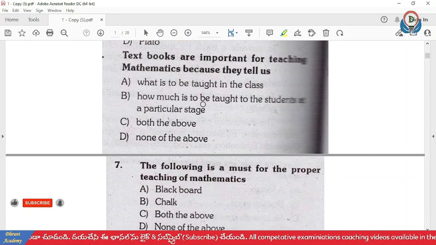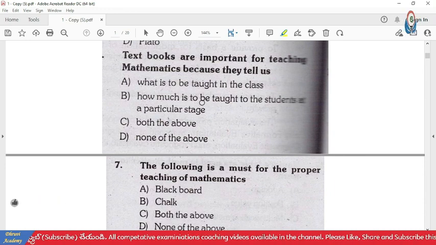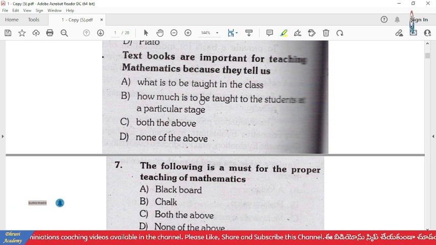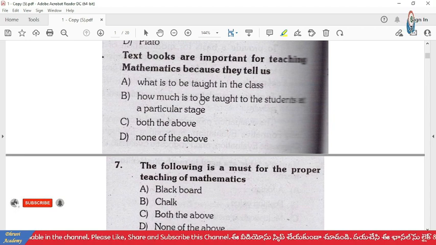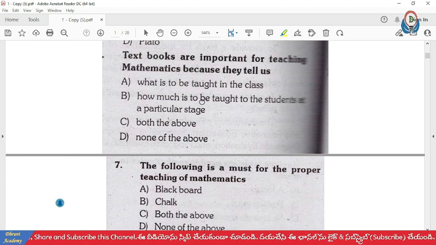Textbooks are important for teaching mathematics because they tell us: A, what is to be taught in the class; B, how much is to be taught to the student at a particular stage; C, both the above; or D, none of the above. Which is the right answer?